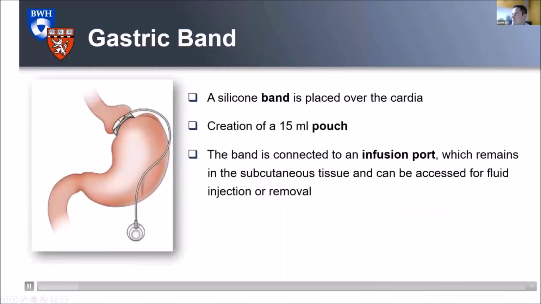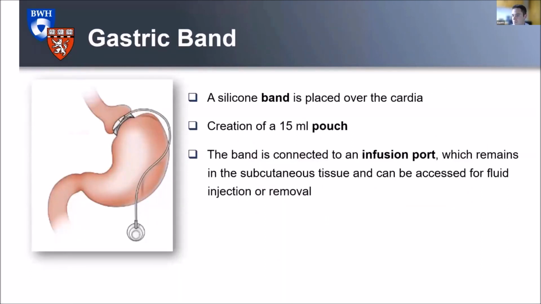The surgery involves placement of a silicone band over the cardia to create a 15 cc pouch. This band is also connected to an infusion port, which remains in the subcutaneous tissue and can be accessed for fluid injection or removal.